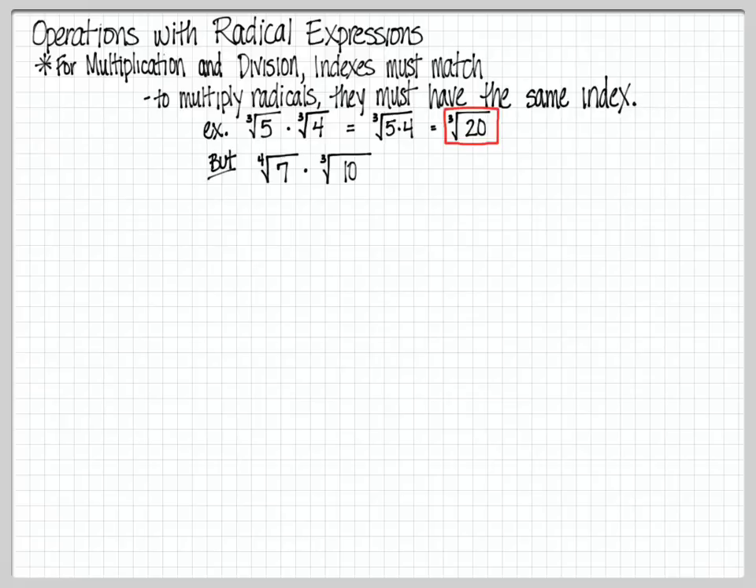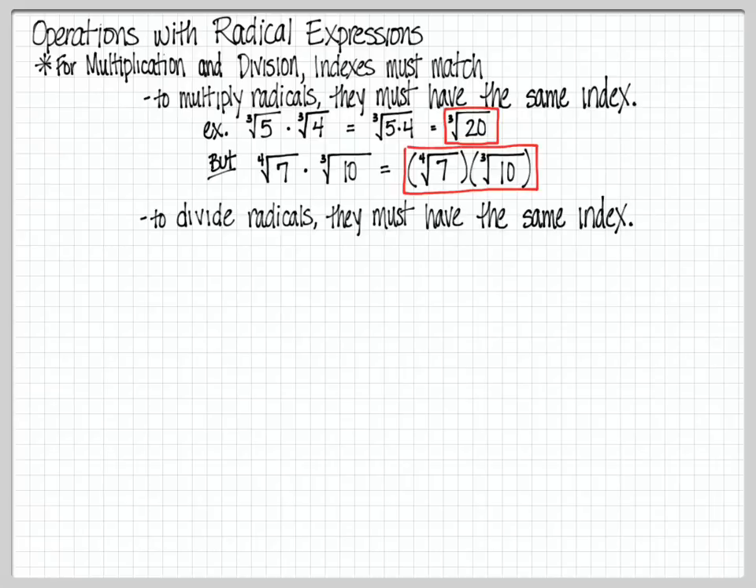In this problem, they're not the same indexes. I have the fourth root of 7 times the third root of 10. Since I've got an index of 4 and an index of 3, I can't simplify that. And so the answer is the fourth root of 7 times the cube root of 10. And that would be it.